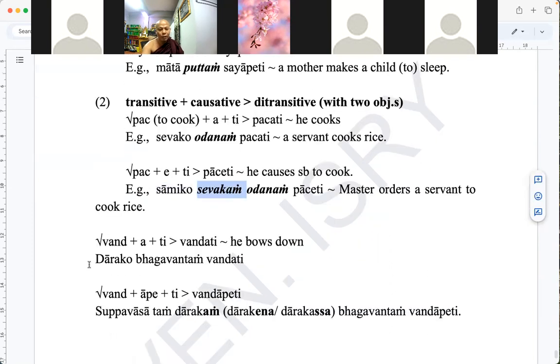But the real cook is Sūvaka. In the same way, here Dāraka is the one who bows down to the Blessed One. Soba, in the common sense, Dāraka himself bows down to the Buddha. Maybe in another example, Dāraka denied bowing down to the Buddha, or he didn't know to bow down at that time. The lady Soba was asking him to bow down to the Buddha, and finally he bows down. So even though it is the object in the causative verb, he is really the doer. The other one, the subject, is just the commander.